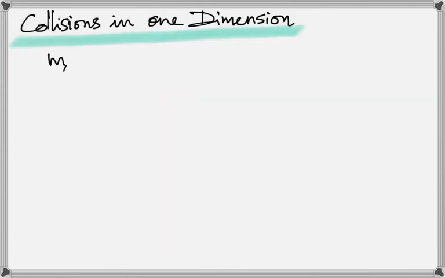In one dimension. Wait, what do you mean by collision in one dimension? Watch this. If you have two objects moving along the x-axis, and after collision they continue moving along the x-axis, that's collision in one dimension. But is that always the case? Couldn't you have two objects moving along the x-axis and then one goes off that way, another this way? That's collision in two dimensions.